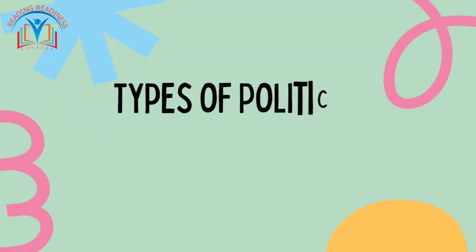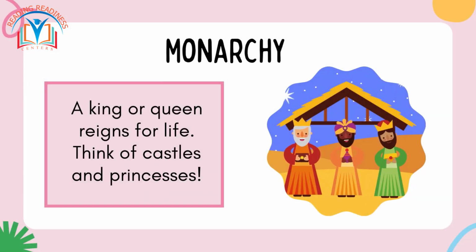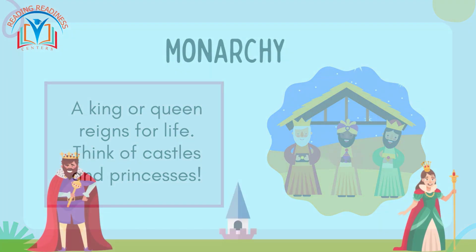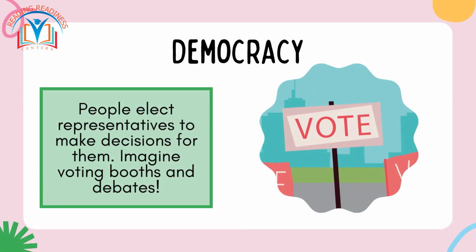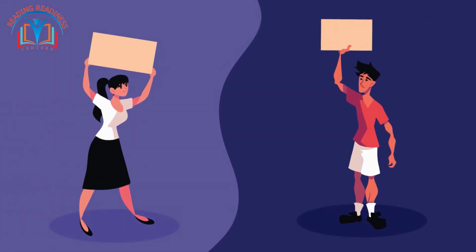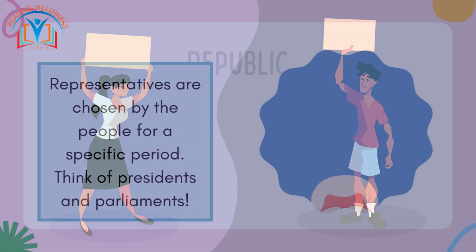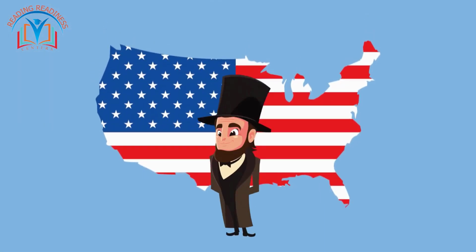Types of political systems. Monarchy, a king or queen reigns for life. Think of castles and princesses. Democracy, people elect representatives to make decisions for them. Imagine voting booths and debates. Republic, similar to a democracy, but representatives are chosen by the people for a specific period. Think of presidents and parliaments.